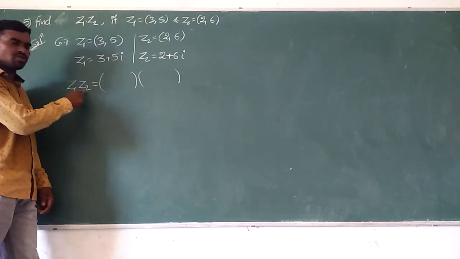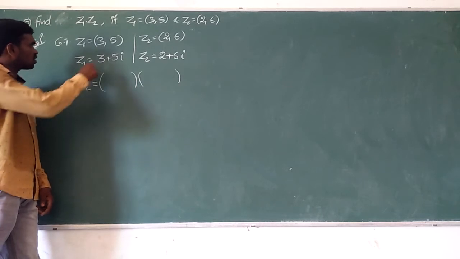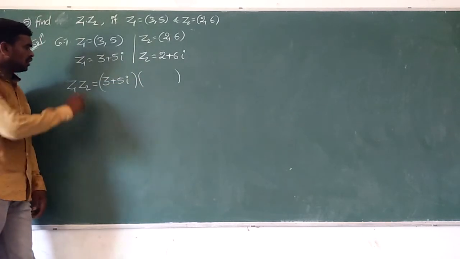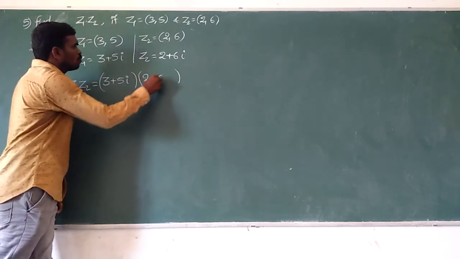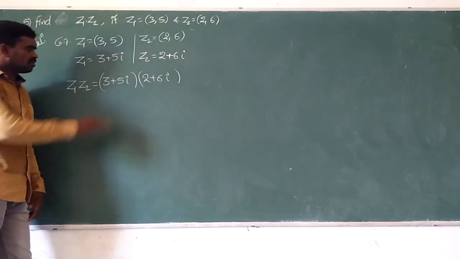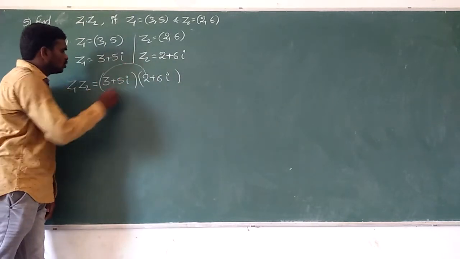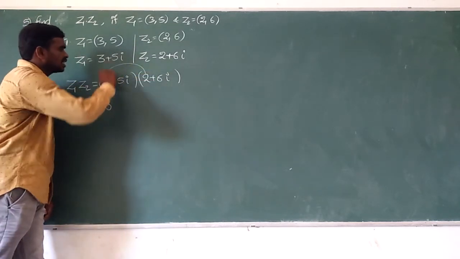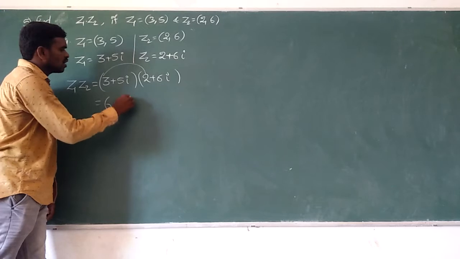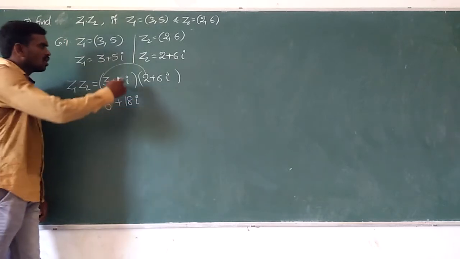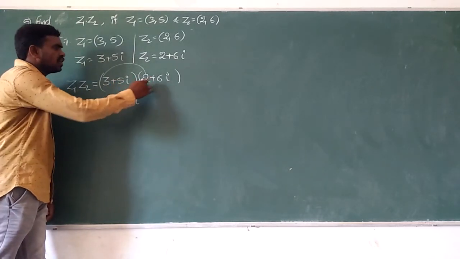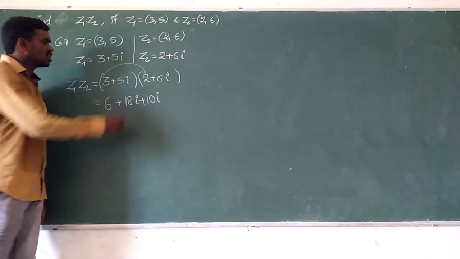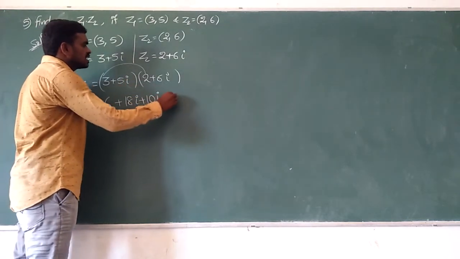So Z1 into Z2 is asked. First Z1. Z1 means what? 3 plus 5i. Next into Z2. Z2 means what? 2 plus 6i. Then multiply. 3 into 2, how much? 3 into 6, 3 sixes are 18. So 18i. Next 5i into 2, 5 twos are 10i, because i is there. Next 5i into 6i, 5 sixes are 30.